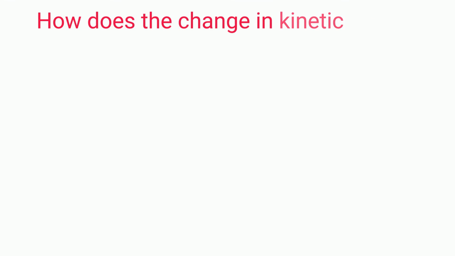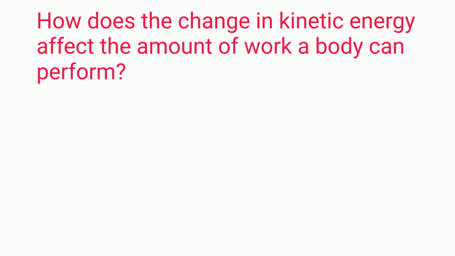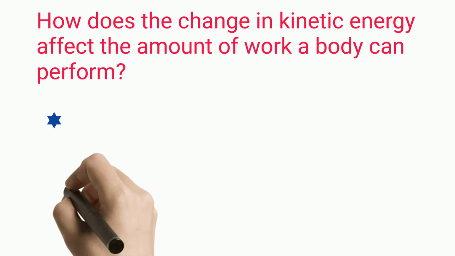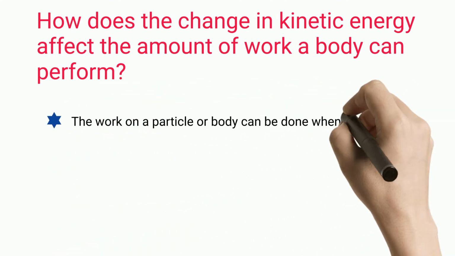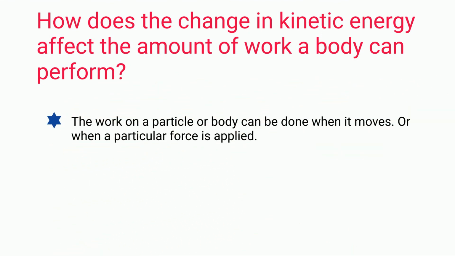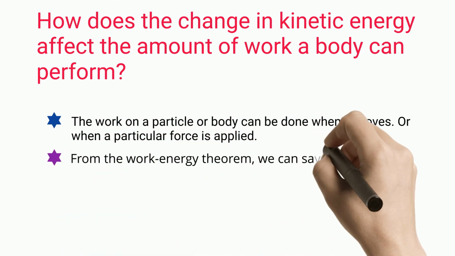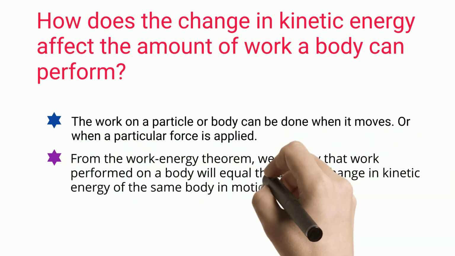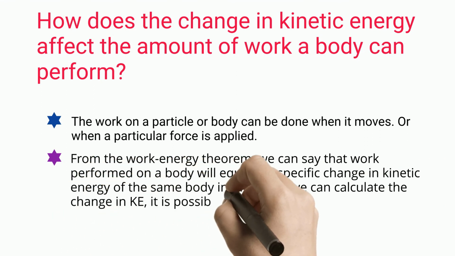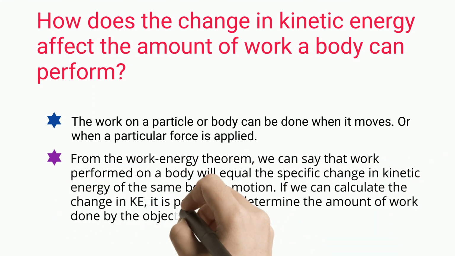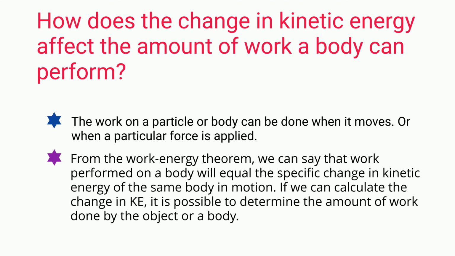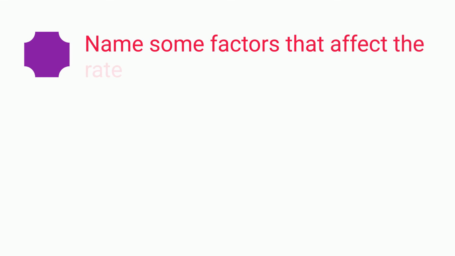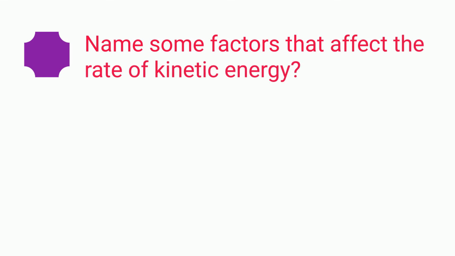How does the change in kinetic energy affect the amount of work a body can perform? The work on a particle or body can be done when it moves, or when a particular force is applied. From the work-energy theorem, we can say that work performed on a body will equal the specific change in kinetic energy of the same body in motion. If we can calculate the change in KE, it is possible to determine the amount of work done by the object or a body.